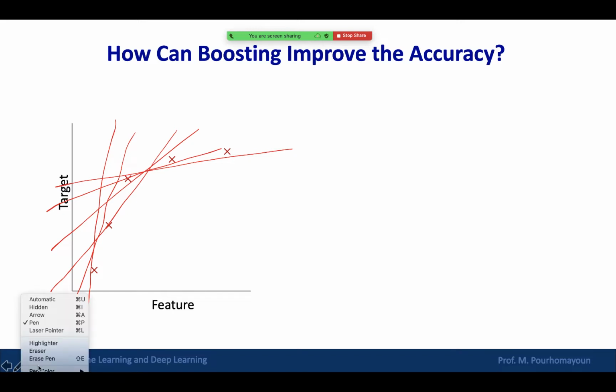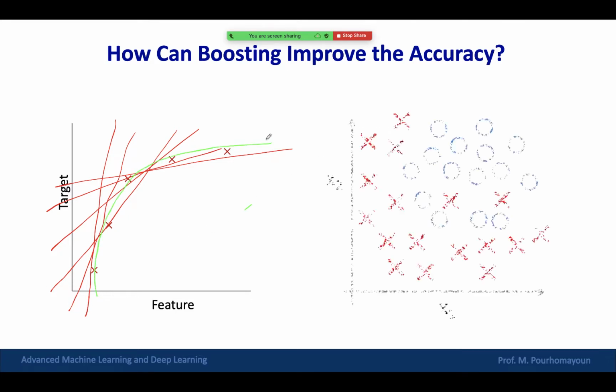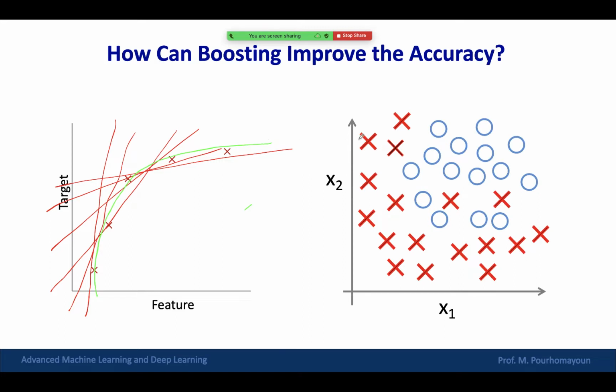But if I combine them using a boosting technique, this will be the combination of them. And the same thing here in classification. This is my first classifier, this is my second classifier, this is my third classifier, and so on. And after voting, the combination of them for boosting will be something like that, which is ideal.